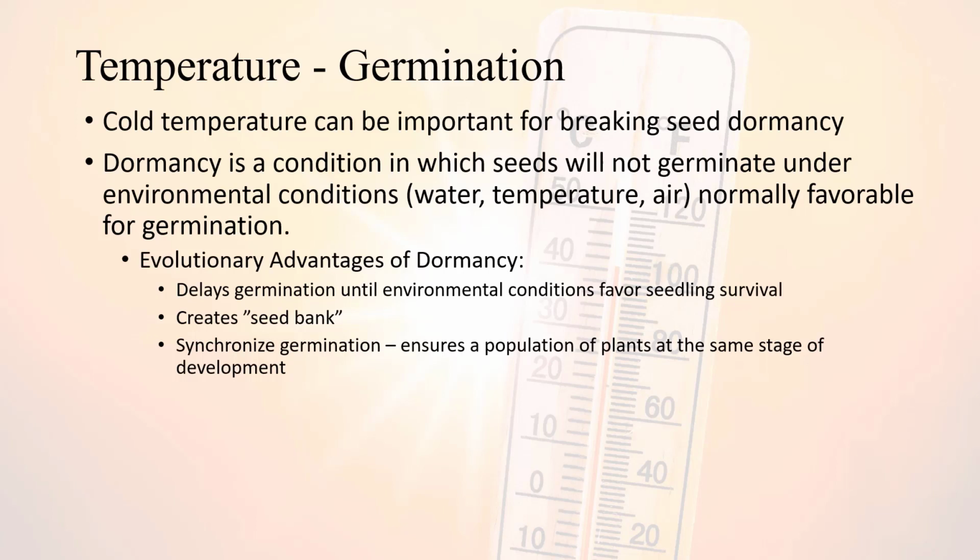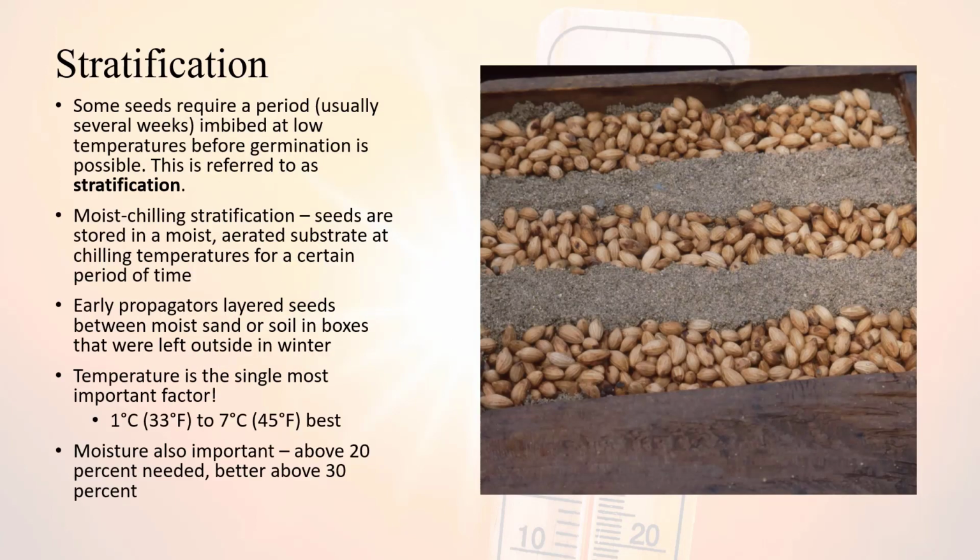If we have that endogenous dormancy, one way to alleviate it is to expose your seeds to cold temperatures, or a period of cold temperature. That actual process is referred to as stratification. Stratification is the process where we expose our seeds to a period of low temperatures, keeping them moist. It's often referred to as moist chilling stratification, and that is going to alleviate the dormancy. The period of time that we keep them exposed to these cold temperatures is usually several weeks, and is going to vary by species.